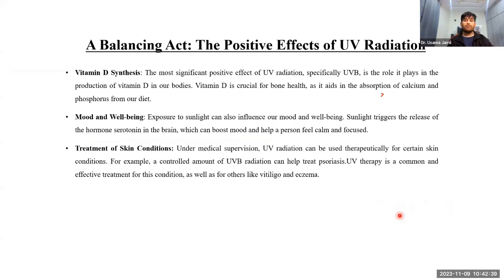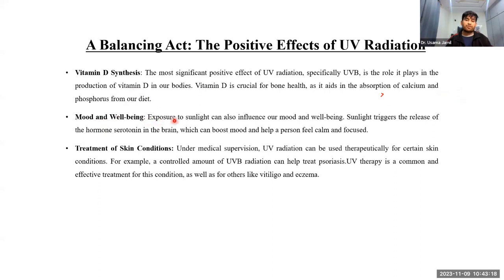So how do we balance the potential benefits versus the potential hazards? If we speak of vitamin D synthesis, the most significant positive effect of UV radiation, specifically UVB, is the role it plays in the production of vitamin D in our bodies. Vitamin D is crucial for bone health. It aids in absorption of calcium and phosphorus from our diet. So it is very important to get adequate sunlight, so we are exposed to the UV radiation and enough vitamin D is synthesized, because it is very important for bone health as it strengthens our bones.